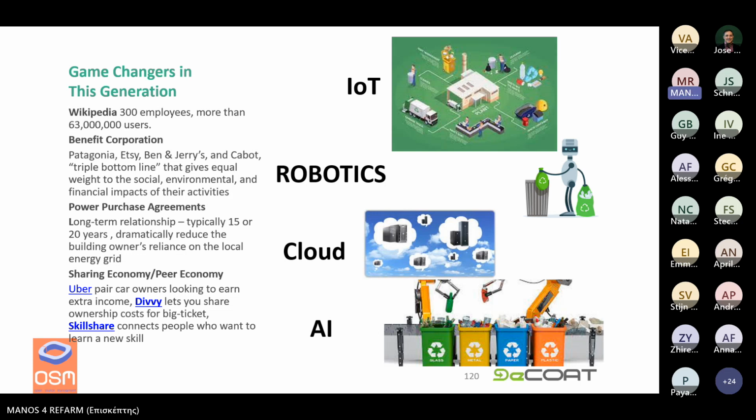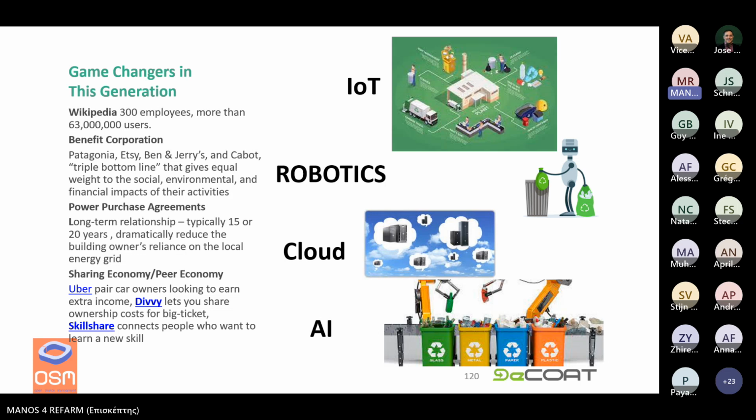Another type of business model is a benefit corporation. For example, Patagonia, Ben & Jerry's, Etsy, Cabot. They give equal weight to social, environmental, and financial impact of their activities. They just don't make products and sell. What they sell is environmental impact or social impact. Power purchase agreements, long-term relationships, they actually reduce the building owners' reliance on the local energy grid. That's another type of thinking, another type of business modeling.